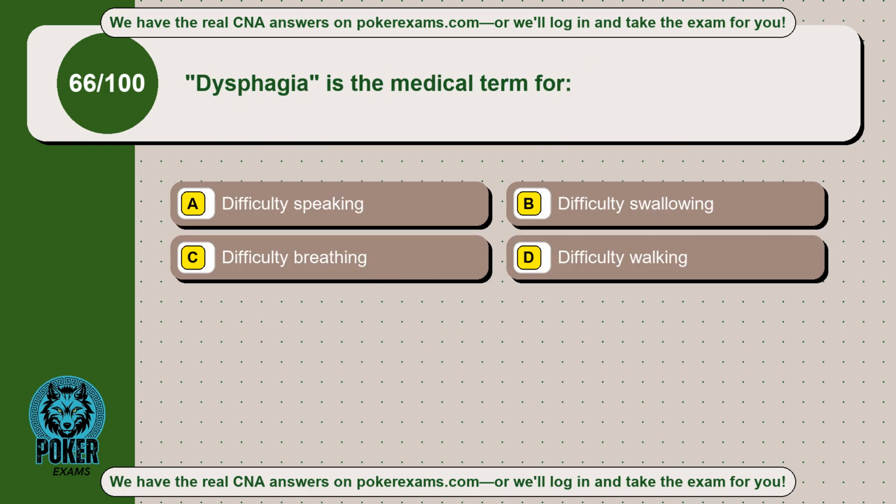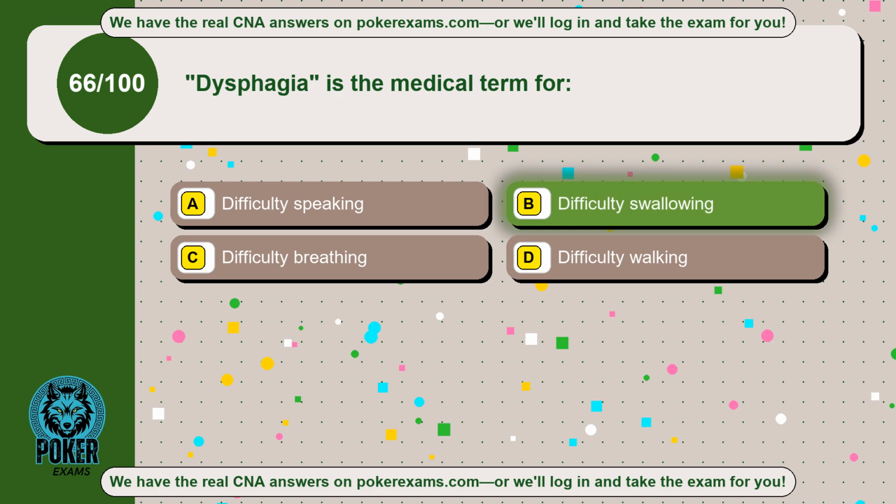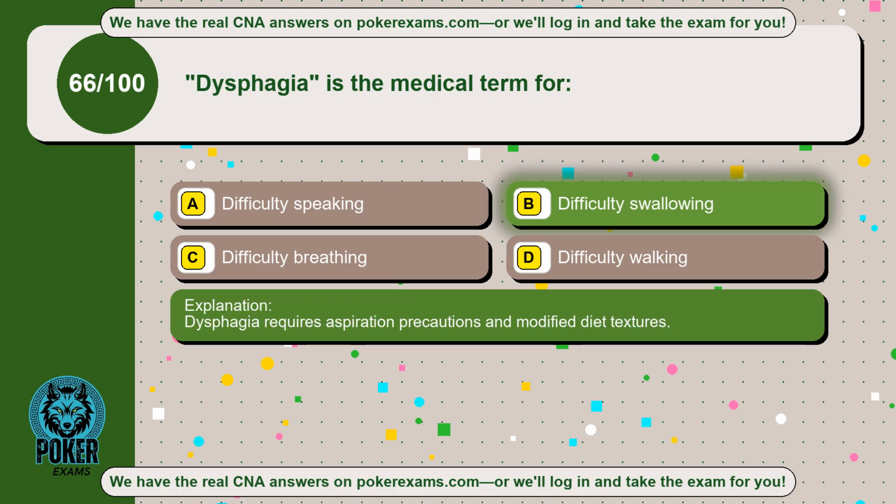Question 66. Dysphagia is the medical term for: Option A, difficulty speaking. Option B, difficulty swallowing. Option C, difficulty breathing. Option D, difficulty walking. The correct answer is option B. Difficulty swallowing. Dysphagia requires aspiration precautions and modified diet textures.